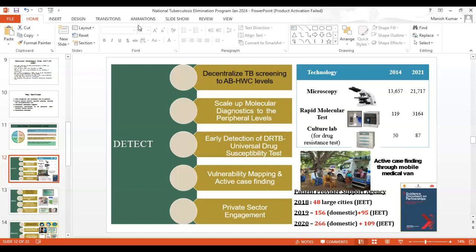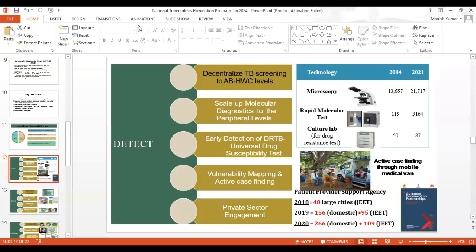So anyway, our focus is that TB screening has been decentralized to even health and wellness centers. Molecular diagnostics are scaled up to the peripheral levels, with early detection of drug resistant TB, vulnerability mapping and active case finding, and then engagement of the private sector in this.